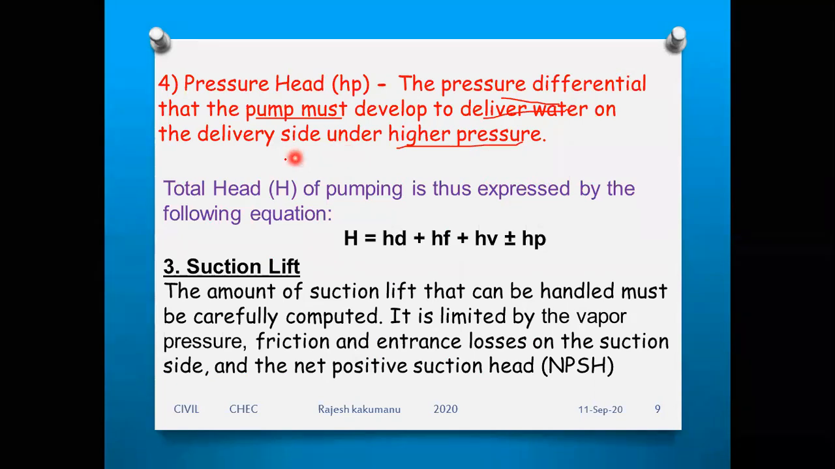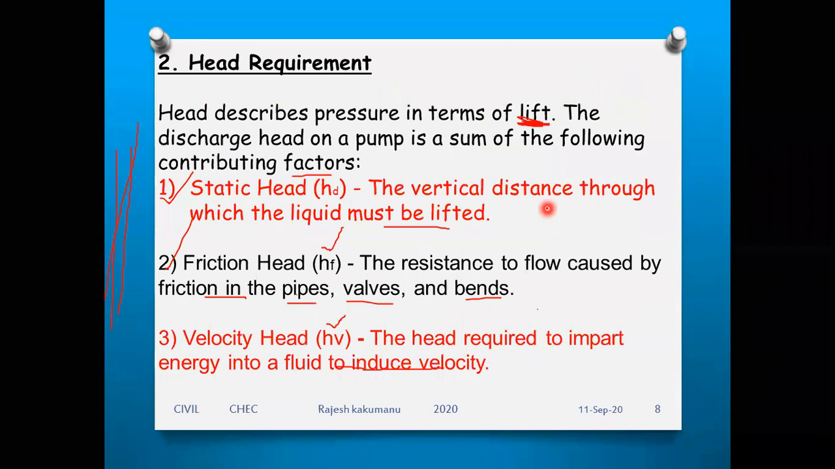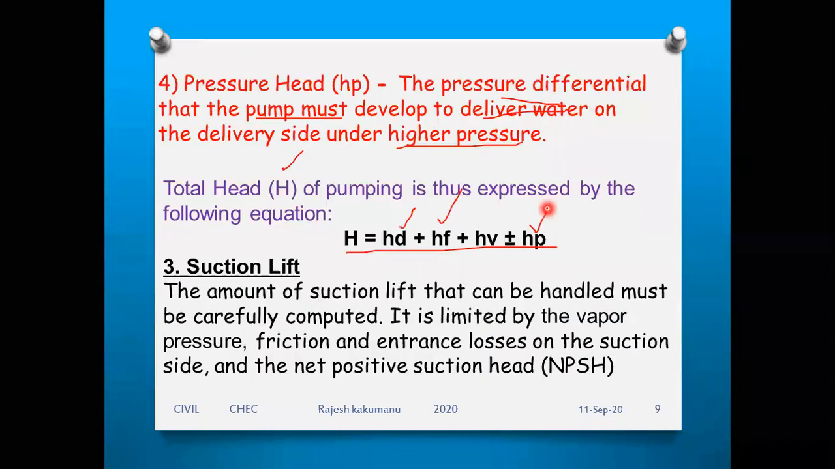Next, the total head H. The total head H of the pumping is thus expressed. The total head ela express chestunamo, the total head is the static head, the friction head, the velocity head plus or minus pressure head. So total head ela calculate chestunamo, static head HD plus velocity head HV plus friction head HF plus pressure head HP is nothing but the total energy head H.